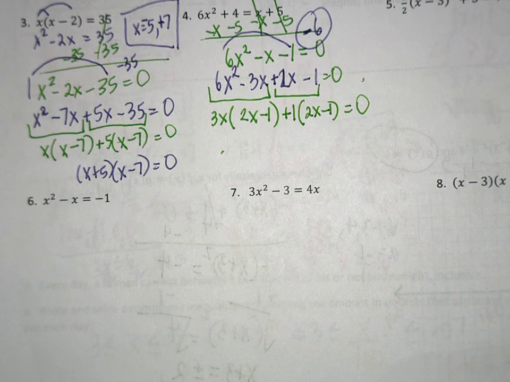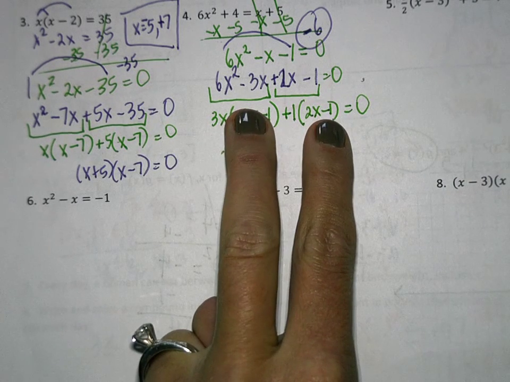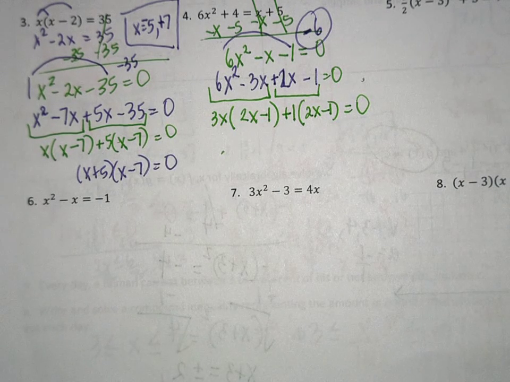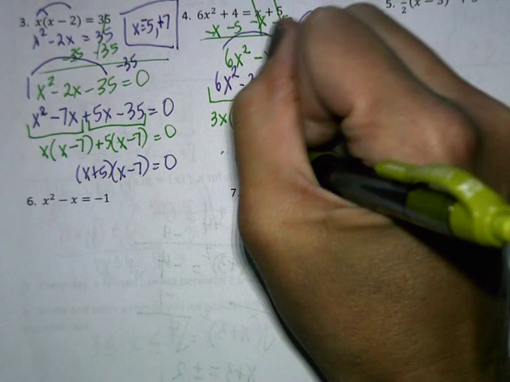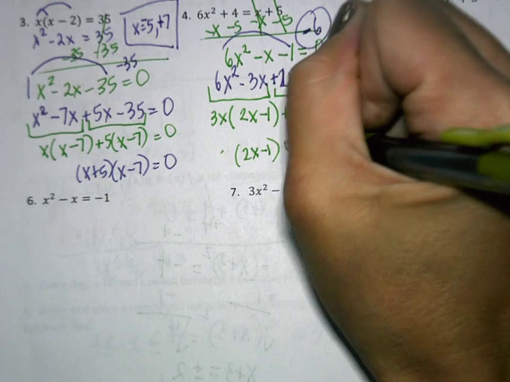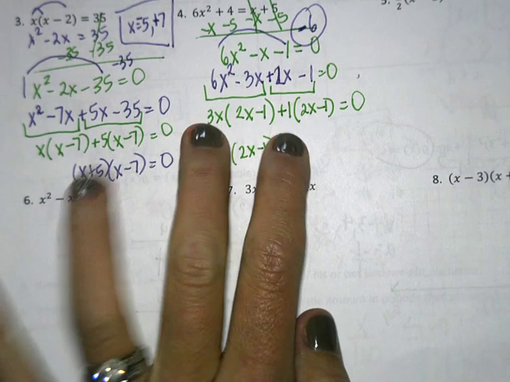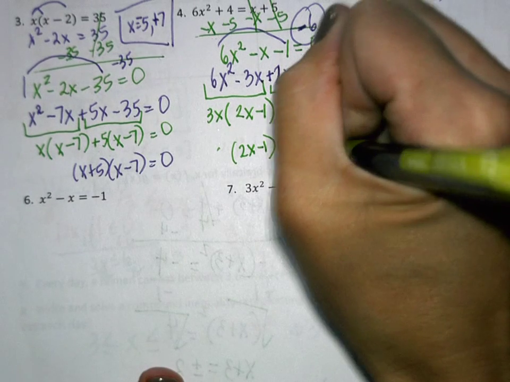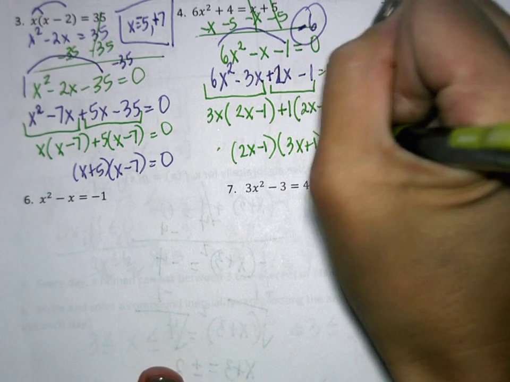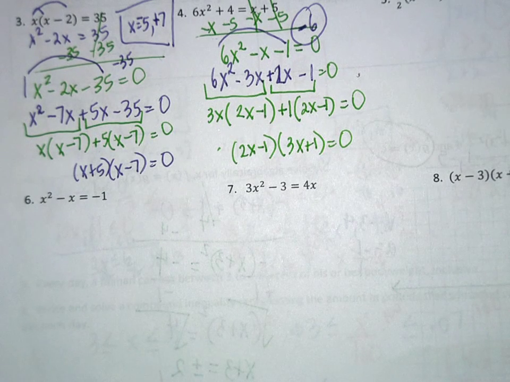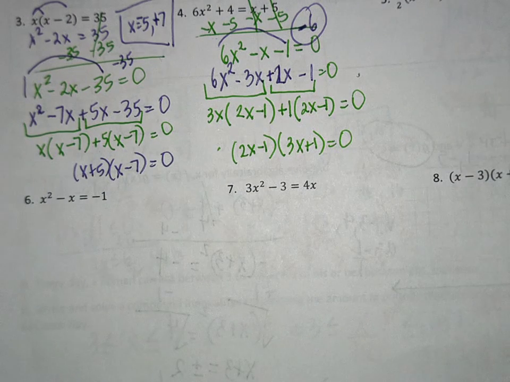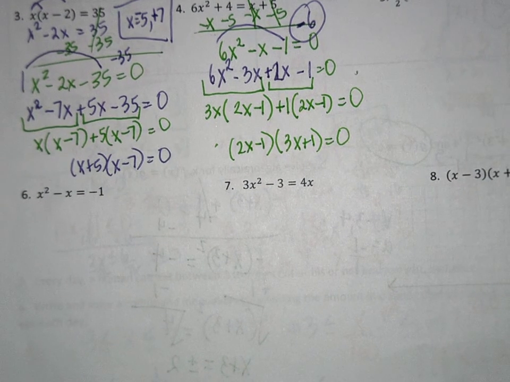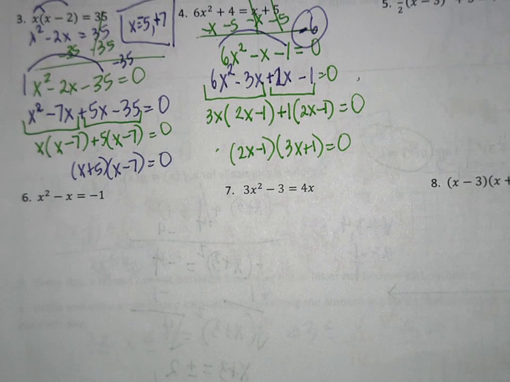Do we see how these parentheses match? So that's now my GCF. We have 2x minus 1, and then the leftover portion, the part that's in front, goes into your second parenthesis, which is 3x plus 1, and that equals 0. Okay, questions? Do we get this?